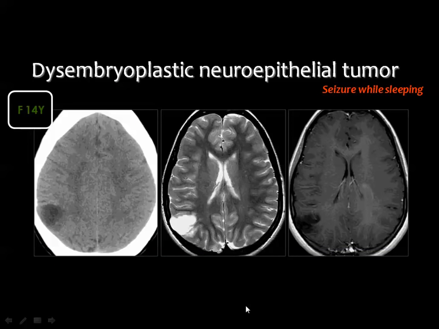This is a 14 years old girl with seizures, and the brain CT showed the hypodense area here. The MRI showed a low signal lesion in the T1 and the high signal in the T2, and this is post contrast. The lesion is not enhancing, but the most important finding, as I mentioned, is the scalloping of the inner table of the skull.